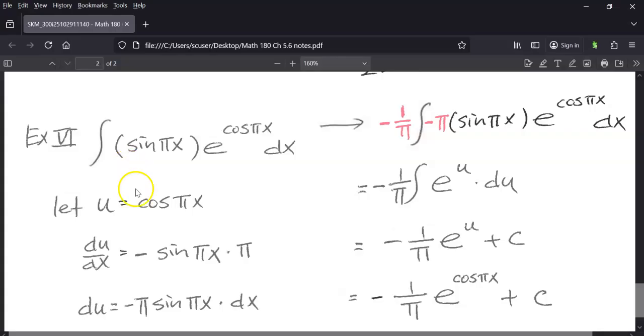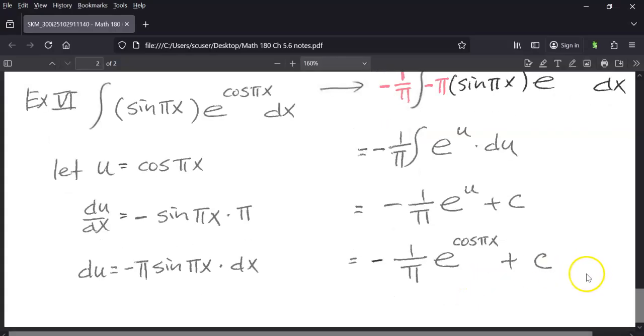So we're missing a couple of things. So du is going to be negative pi sine pi x times dx. So we have sine pi x dx, but we're missing the negative pi. So if you add a negative pi to the equation, we need negative 1 over pi outside. So we now can rewrite the equation as negative 1 over pi integration of e to the u du. Then we know the integration of e to the u is just e to the u, which is fine. Then when we're done with it, we just substitute cosine pi x back into u. So the final answer is negative 1 over pi e to the cosine pi x plus c.